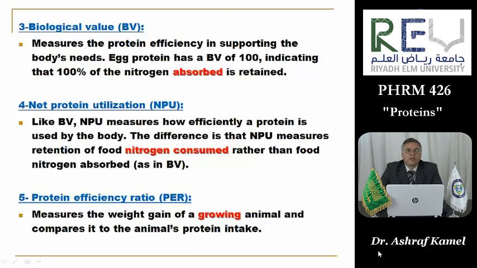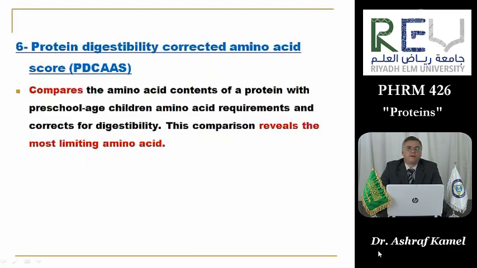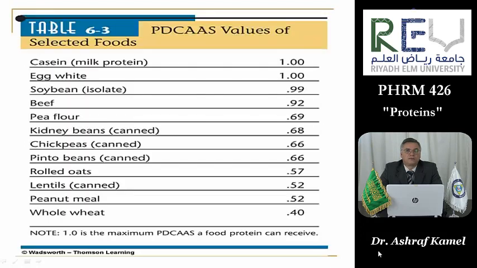Protein efficiency ratio. This measures the weight gain of a growing animal and compares it to the animal's protein intake. Finally, the protein digestibility corrected amino acid score. It compares the amino acid contents of a protein with preschool children's amino acid requirements and corrects for digestibility. This comparison should reveal the most limiting amino acid.